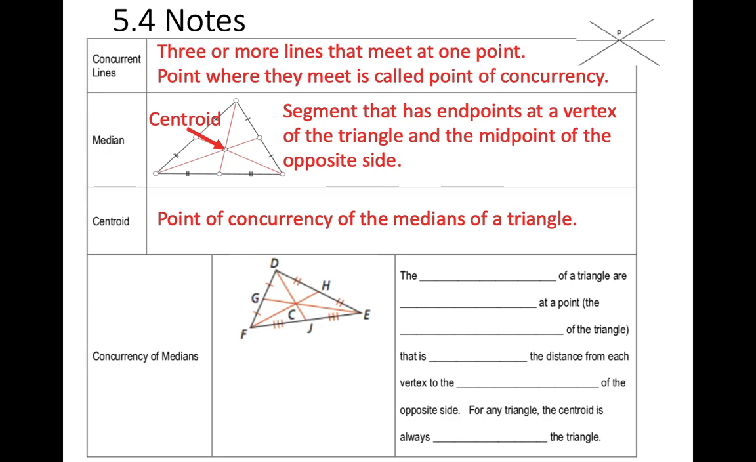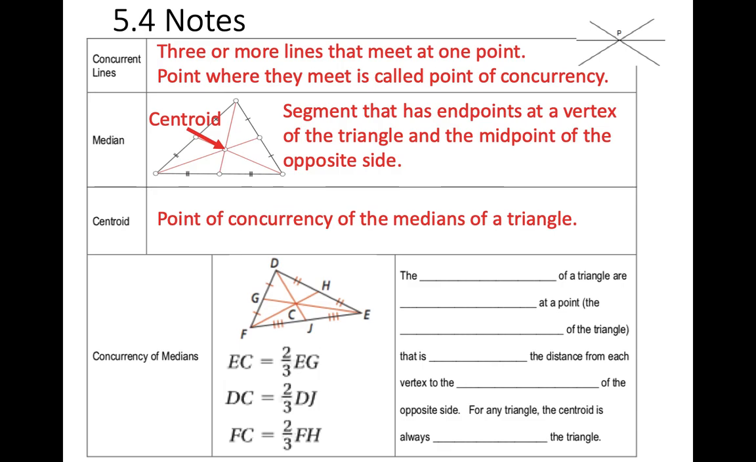And what we know about medians and the point of concurrency of medians is the following: that the distance from the vertex to the centroid is 2/3 as big as the entire median. So EC there, from E the vertex to C the centroid, is 2/3 as big as the entire median EG. Just like DC, from the vertex D to the centroid C, is 2/3 as big as DJ, and FC is 2/3 as big as the entire median from F.